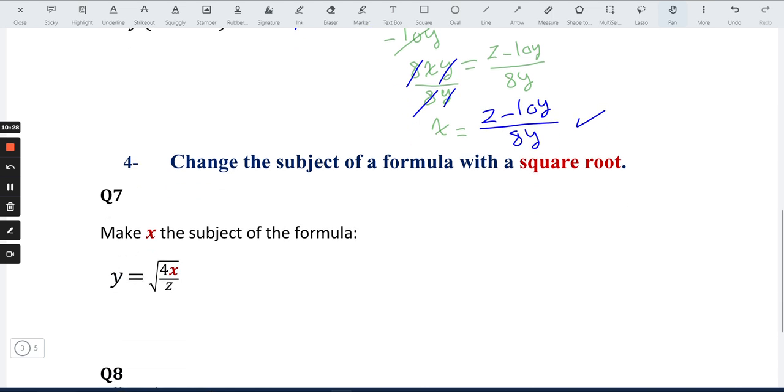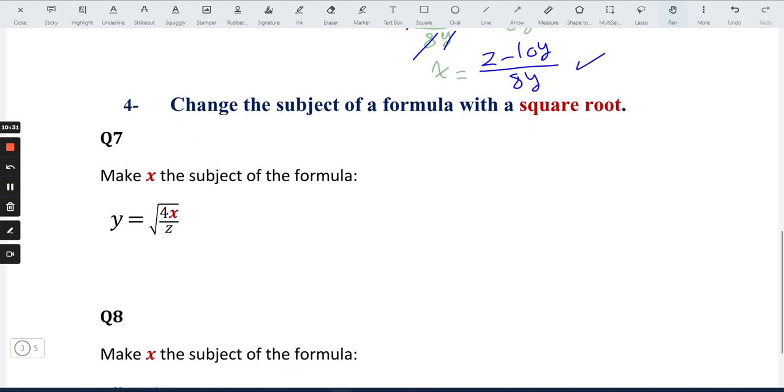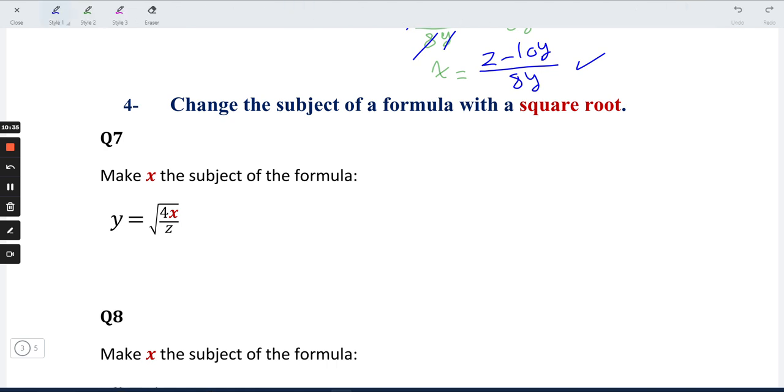Another skill here, skill number 4, change the subject of a formula with a square root. So we have a square root, so we have to undo square root. That means we should use square. So now make x the subject of the formula. The formula is y equal under the square root 4x over z. Our x is inside a root here, so we have to undo a square root. We will square both sides. We can take square to both sides.